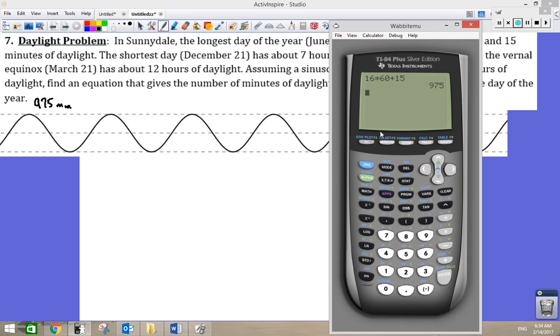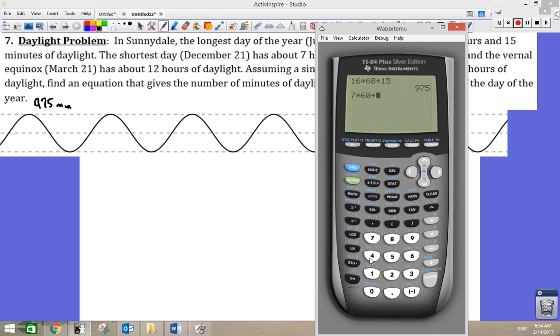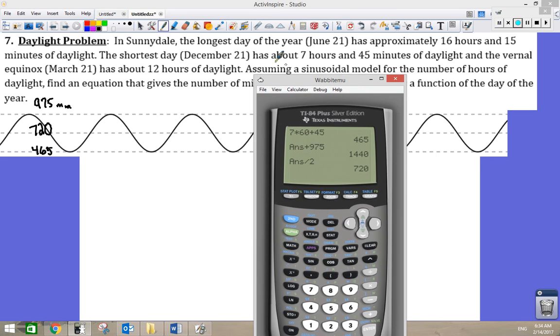The minimum is 7 hours and 45 minutes. 7 times 60 plus 45, 465. Then the center line is 465 plus 975 divided by 2, which is 720. So this is minutes.